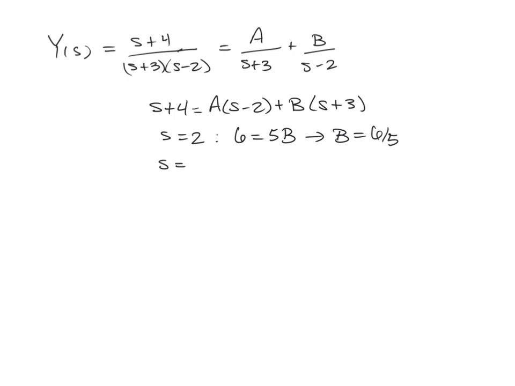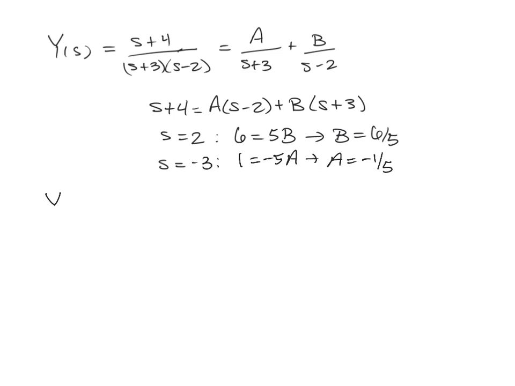Another smart value of s to pick would be negative 3. In this case, negative 3 plus 4 on the left side makes positive 1. And then we have A times (negative 3 minus 2), that's just negative 5 times A. So that makes A equal to negative 1/5.